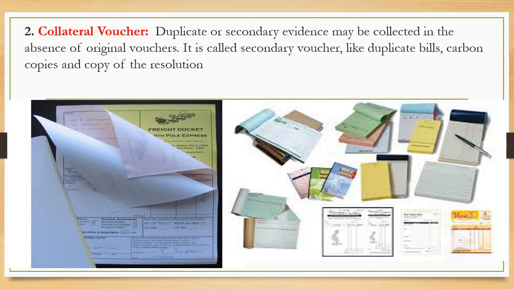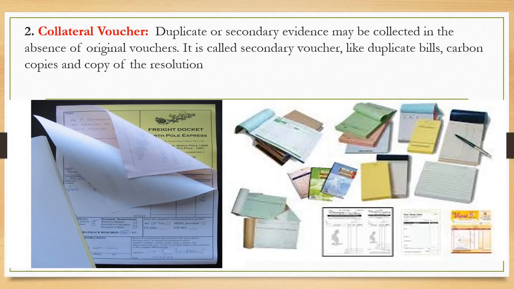The second one we have is collateral voucher. This collateral voucher is also known as duplicate voucher and secondary voucher. This is also evidence that may be collected in the absence of the original voucher. If the primary vouchers are not available, you can collect the secondary or duplicate vouchers, like duplicate bills, carbon copies, and copy of resolution. If the original voucher is not available, copies thereof are produced in support, as a subsidiary, to remove suspicion and to satisfy the auditor.